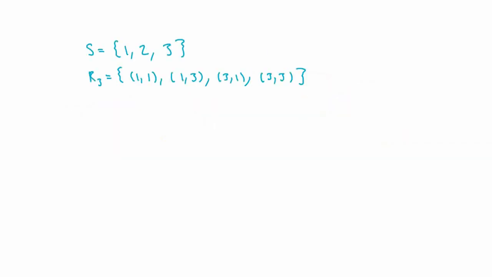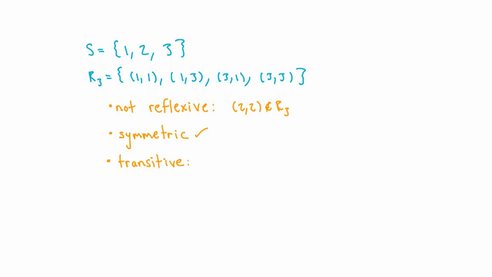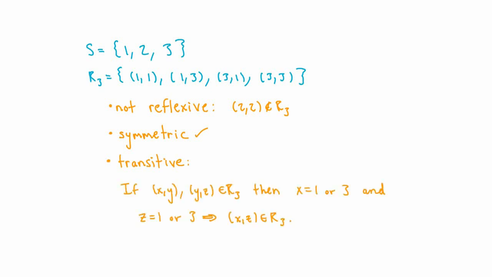Going back to the relation R3 on this set, you can see right away that it's not reflexive because it doesn't contain the element 2, 2. However, this relation is symmetric since for every x, y in the set, y, x is also in the set. And it also turns out to be transitive. To quickly see why that's true, if you have 2 points x, y and y, z in this relation, then both x and z have to be 1 or 3. And since every possible combination of x, z like that is in R3, it means that the relation is transitive. Now, even though this relation was symmetric and transitive, because it was not reflexive, it's not an example of an equivalence relation.